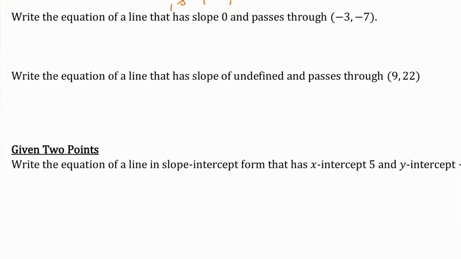Okay, so next couple here. We want to write the equation of a line that has a slope of 0 and passes through the point -3, 7. Okay, now, anytime you see these, and notice the next one says a slope of undefined and passes through the point. These are special. These are really fast if you learn how to recognize them.